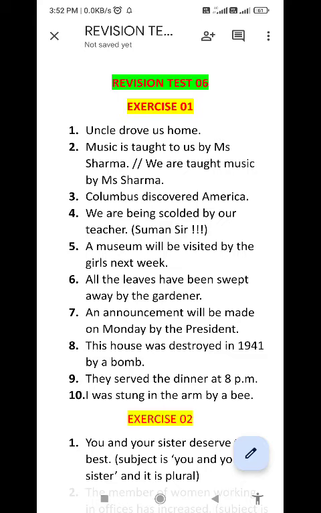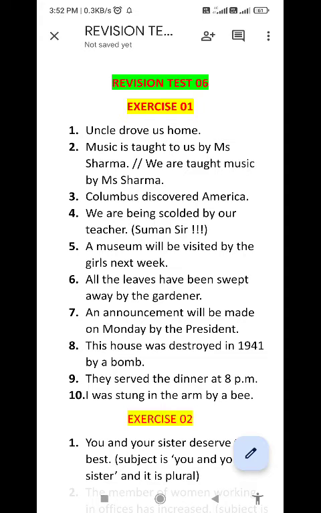Then comes question number 7. An announcement will be made on Monday by the president. It was given in the question that the president will make an announcement on Monday. So the president will make an announcement object. I made it subject, and then I wrote will be made on Monday by the president.